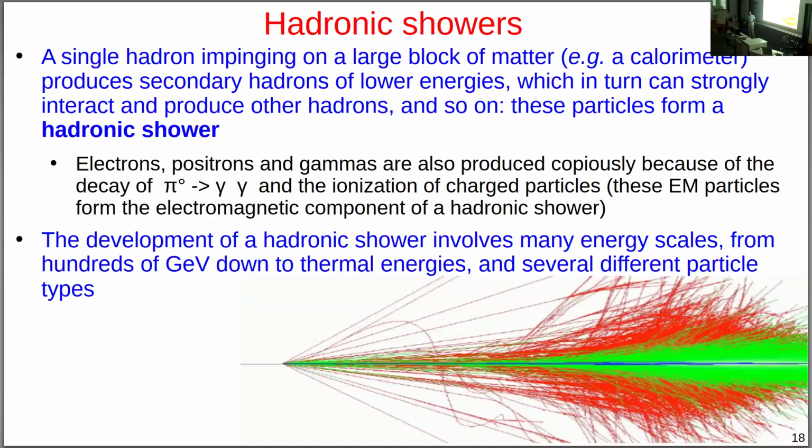And these hadronic showers are quite tricky to simulate because they involve essentially all energy scales. Even if you start at very high energy, even TeV, you will get secondaries of lower energy, so you go down to thermal energy, and you have to use all the machinery of hadronic physics of Geant4 in that sense. So that's why it's complicated, and important, to have a proper simulation of hadronic showers.